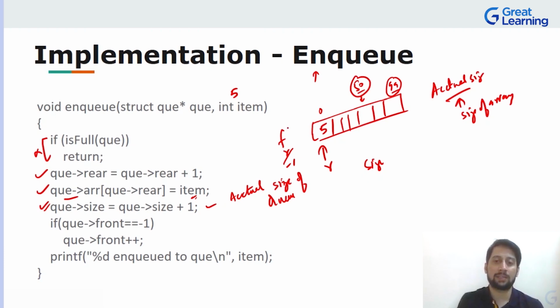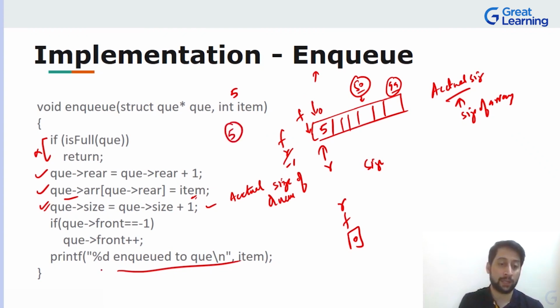Then, when we are inserting the element the first time, we want to update the front as well, because front is the one responsible for deletion. So once we have inserted the first element, we want to update it. This is the point from which you can start deleting in the queue. So if it is at -1, we'll update it. The front is also at the 0th index, so both front and rear are at 0 when the queue was empty, and then we printed out this item. We have inserted this item, that is 5, in the queue.